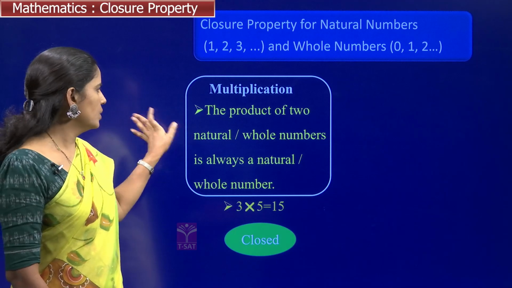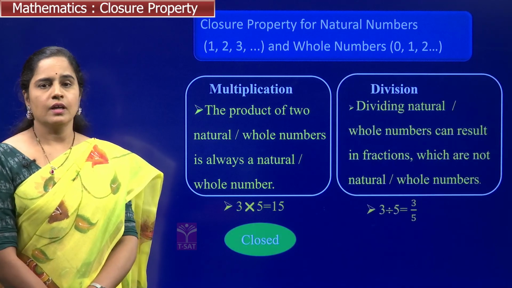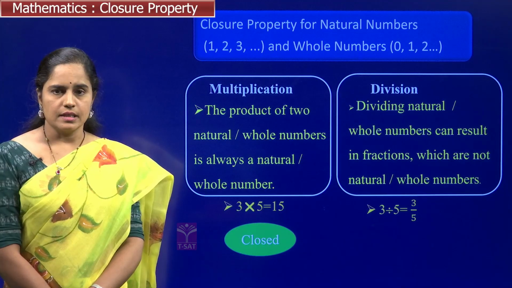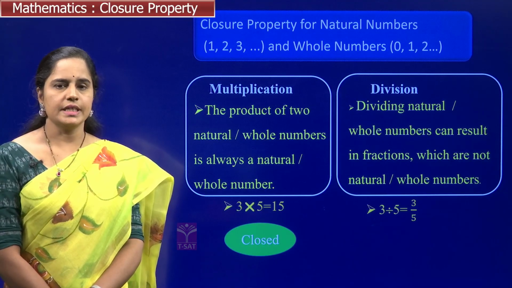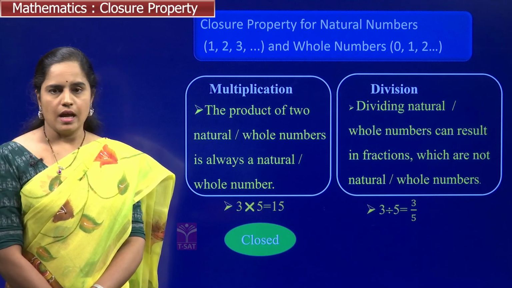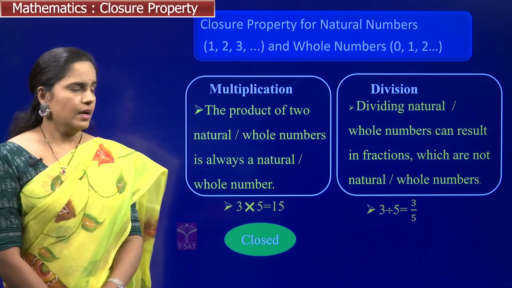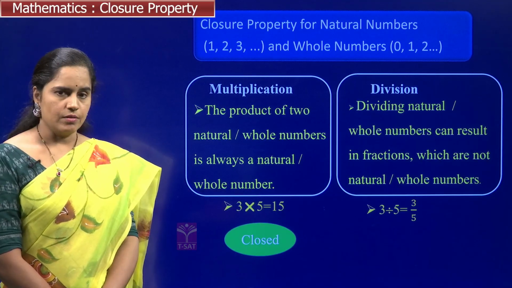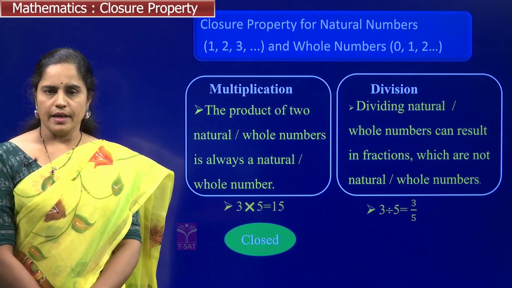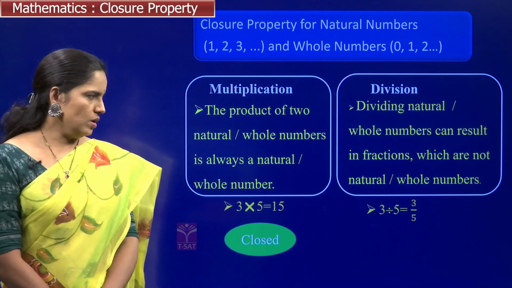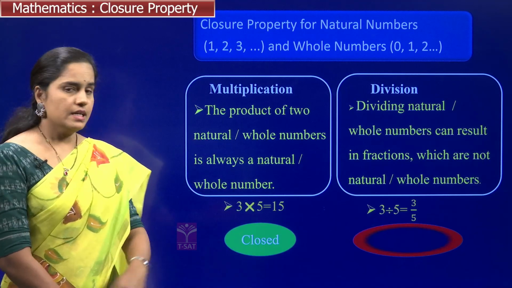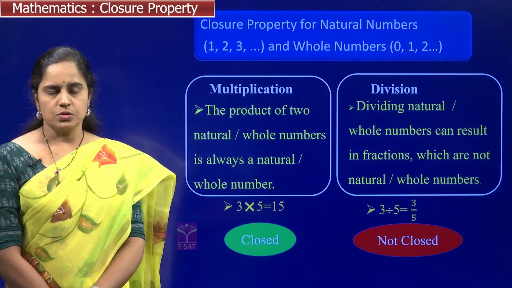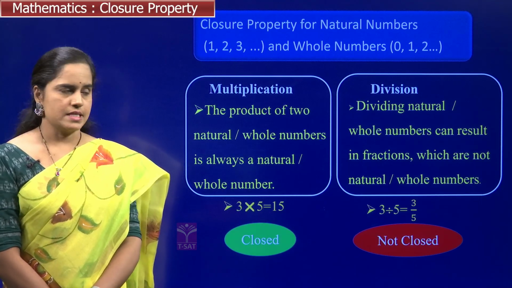And then go to division. Dividing natural or whole numbers can result in fractions which are not natural or whole numbers. Here, 3 divided by 5 gives us 3 by 5. 3 by 5 is not a natural number or whole number. Therefore, natural numbers and whole numbers are not closed under division.